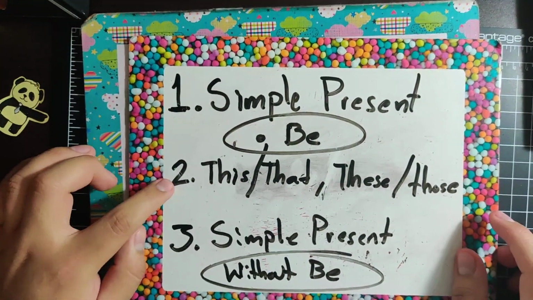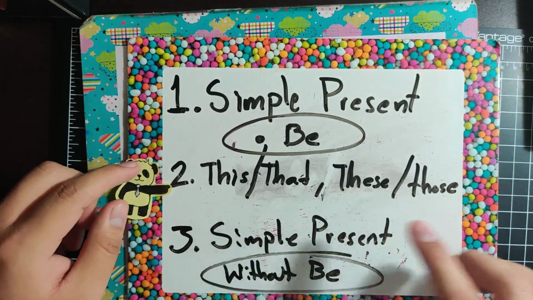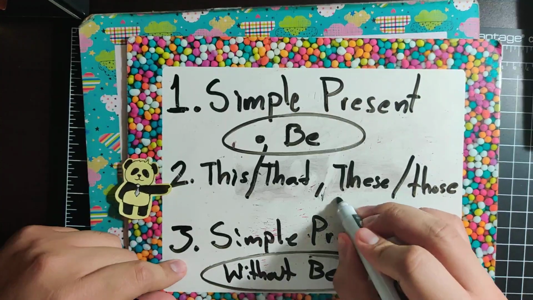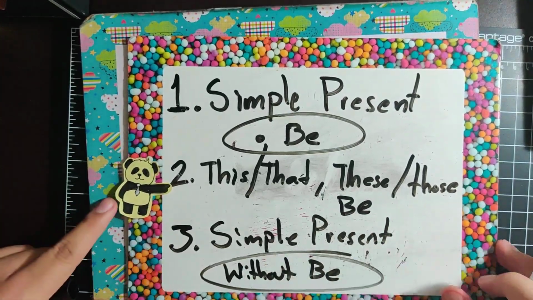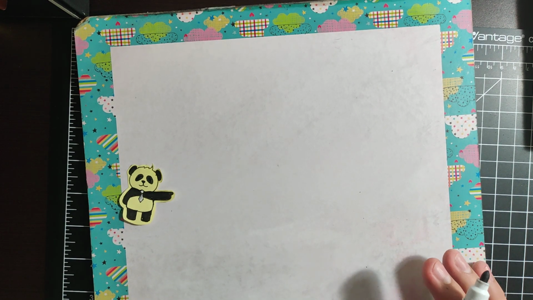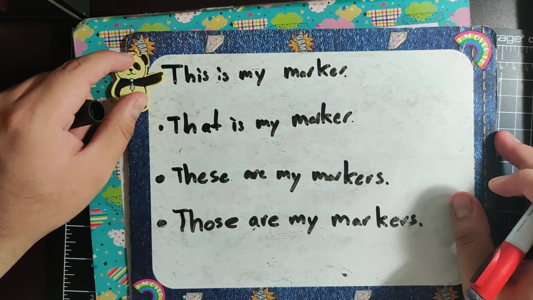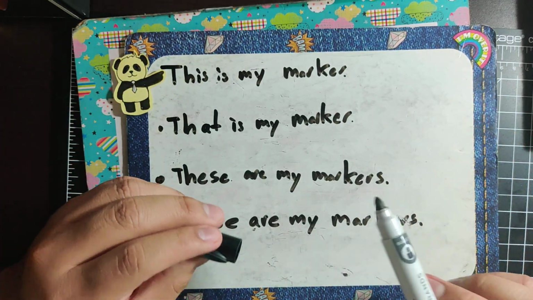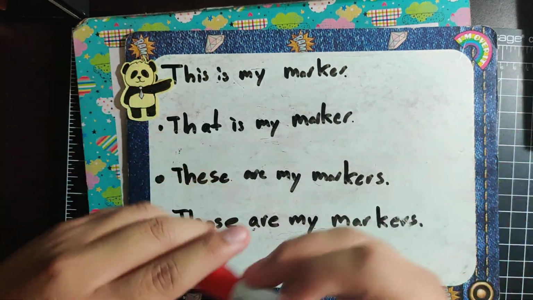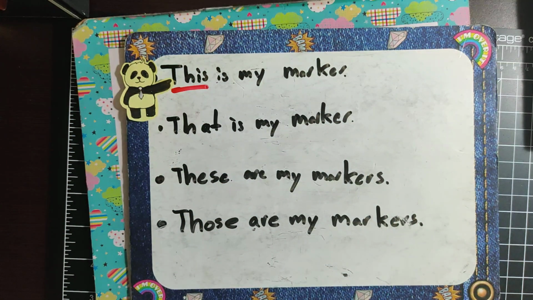This, that, these, and those. Now, this, that, these, and those, it's important you guys know this because with these, you also use the verb to be. Now, with these, it's important because you can use those to say, for example, your possessions. For example, this one, this. We're using this. This is my marker.